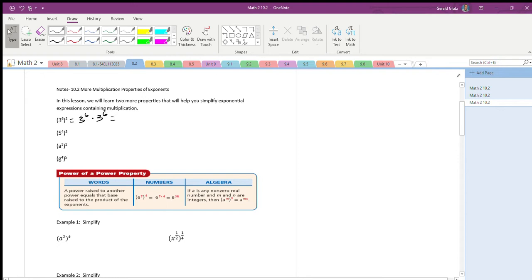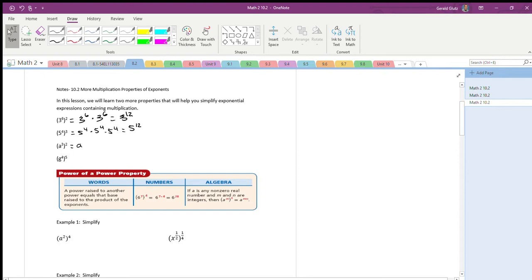What we learned yesterday is when I multiply two things that have the same base, I add their exponents. So 6 plus 6 would be 12, so this would be 3 to the 12th. I'll do this one and see if you start to see a pattern. 5 to the 4th to the third power means I have 5 to the 4th times 5 to the 4th times 5 to the 4th. If I added up all those exponents, I get 5 to the 12th.